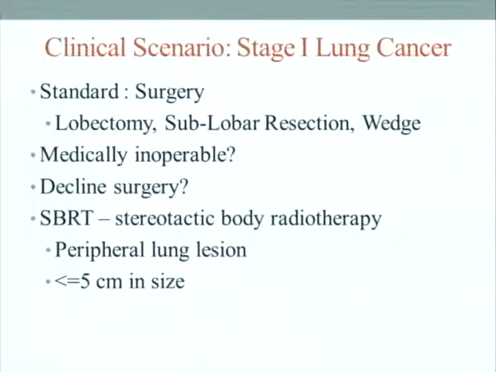The final scenario is stage 1 lung cancer. Traditionally, stage 1 lung cancer is treated with surgery, either pneumonectomy, lobectomy, or sublobar resection. For patients who are not candidates for surgery or who decline surgery, the question is what options are there? In the past, traditional radiation was an option. The control rates, however, were poor. And so now, with modern radiation, improved accuracy, and improved conformality, we can offer SBRT, which ideally treats a peripheral lung lesion measuring less than 5 centimeters in size.